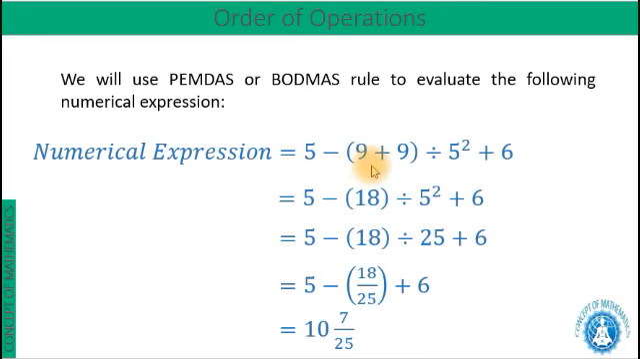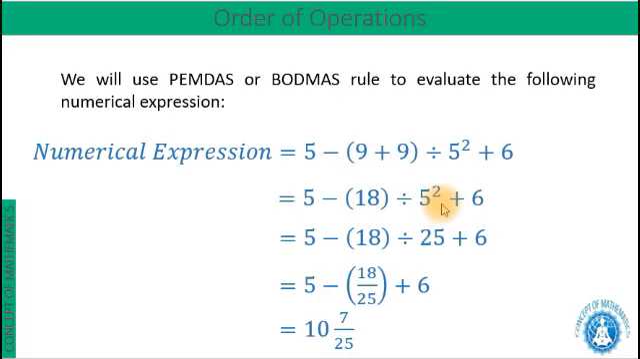Now we will practice some questions based on the rules we learned for order of operations. We will use the PEMDAS or BODMAS rule to evaluate the following numerical expressions. We take our first numerical expression: 5 less the quantity sum of 9 and 9 whole divided by 5 to the second power, and positive 6. As per our rule, we first perform the operation under parentheses, which is the sum of 9 and 9, which turns out to be 18. Then we look for the exponent.